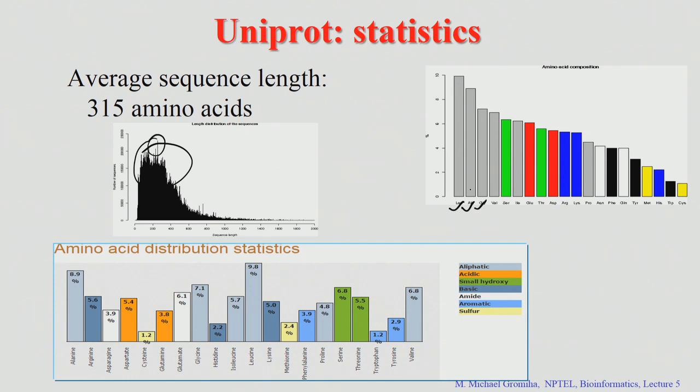When you look into the rarely occurring amino acids, what are they? Tryptophan and cysteine. This data I obtained from a few releases ago; this is the current data set release one. If you see, tryptophan is just 1.2%, and cysteine is also 1.2%. The highest occurring is lysine at 9.8%, and alanine at 8.9%.